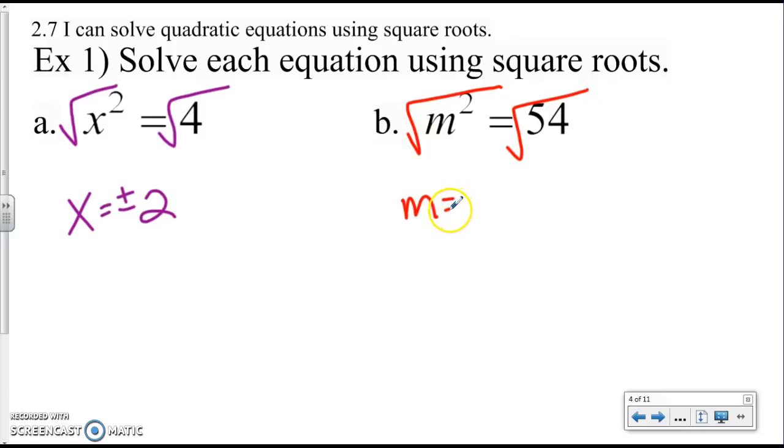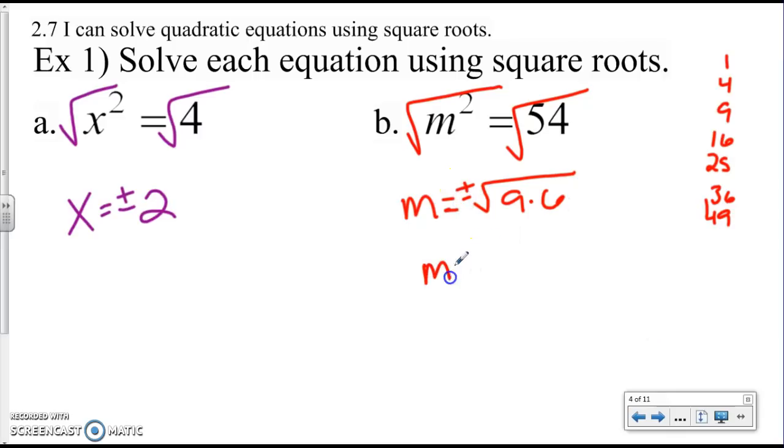I cannot take the square root of 54, so I actually need to find my biggest perfect square that goes into that. So think back to your list that you have. We have 1, 4, 9, 16, 25, 36, 49, and so forth. Biggest number on my list that goes into 54 is 9, so 9 times 6. So the square root of 9 times 6, or the square root of 9, is 3. The 6 is going to stay inside the square root. Again, don't forget your plus or minus sign. Anytime you take square roots of both sides, you're going to need to have that there, so don't forget that for square roots.